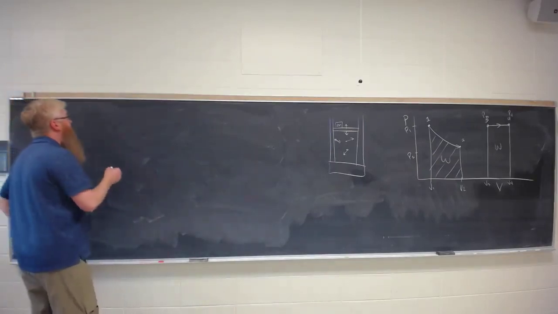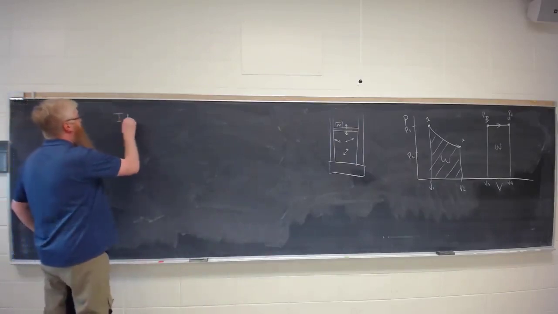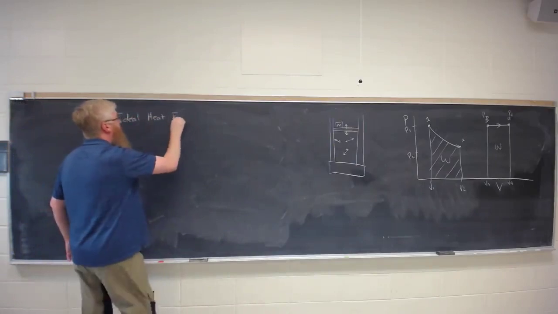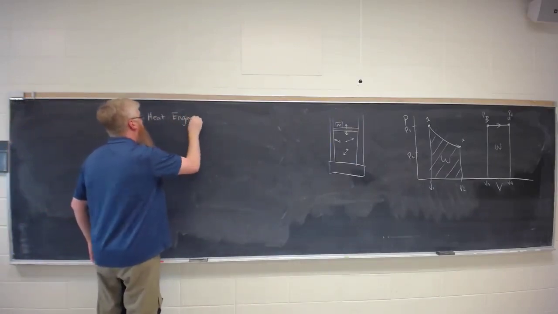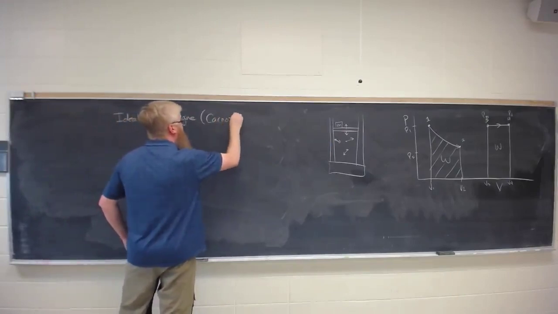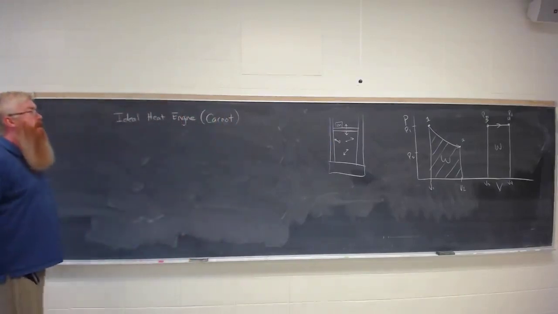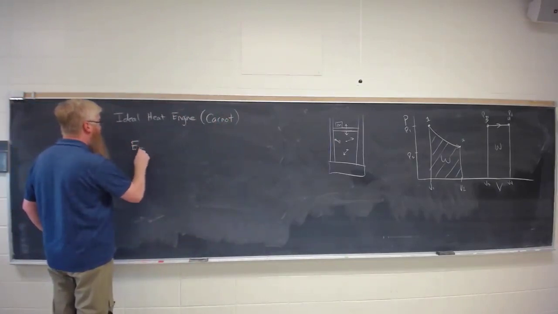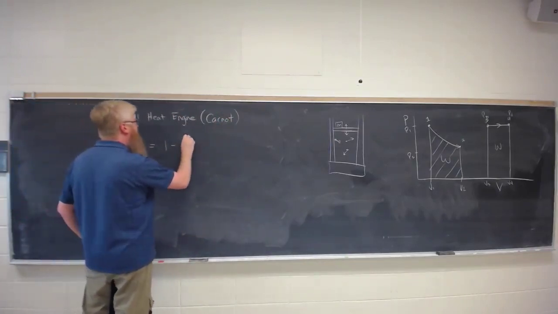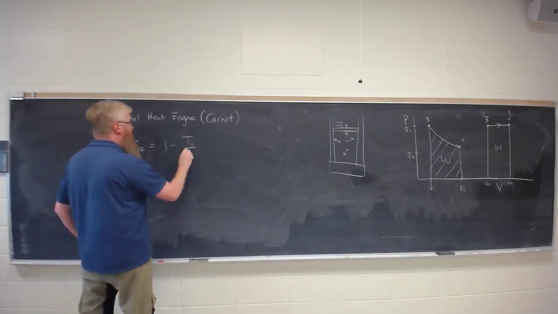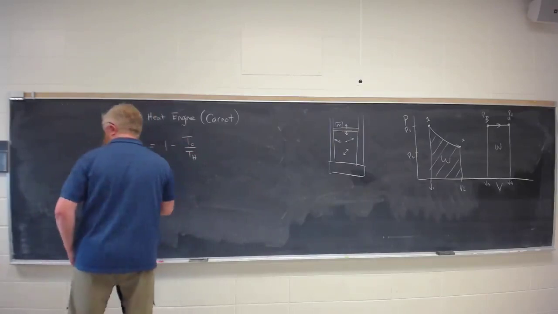So there's what's called an ideal heat engine. It's called a Carnot engine. It's French, so we don't pronounce the T. And the efficiency of a Carnot engine is 1 minus the temperature of the cold reservoir over the temperature of the hot reservoir.